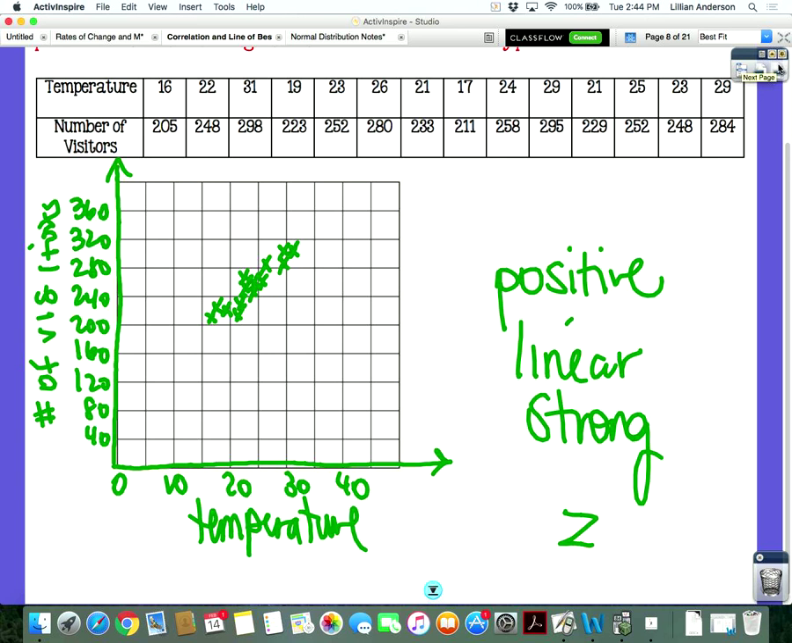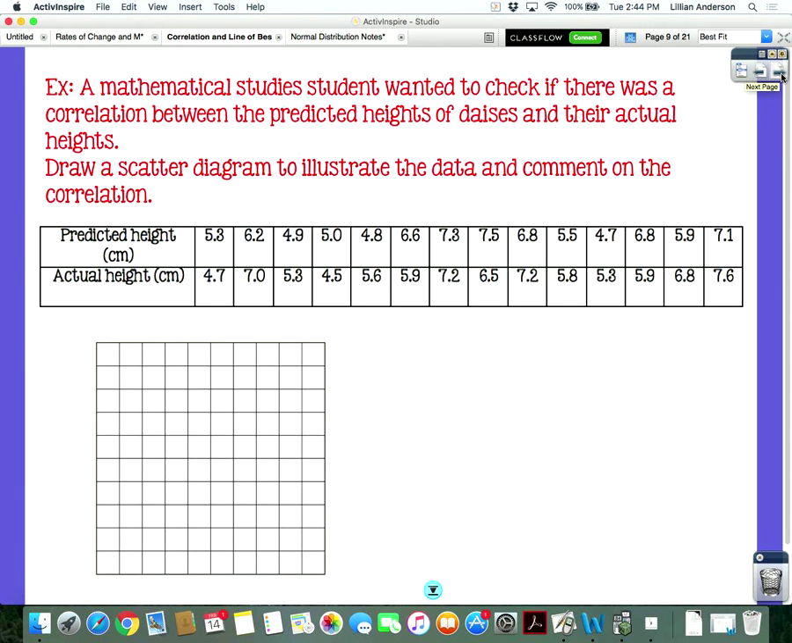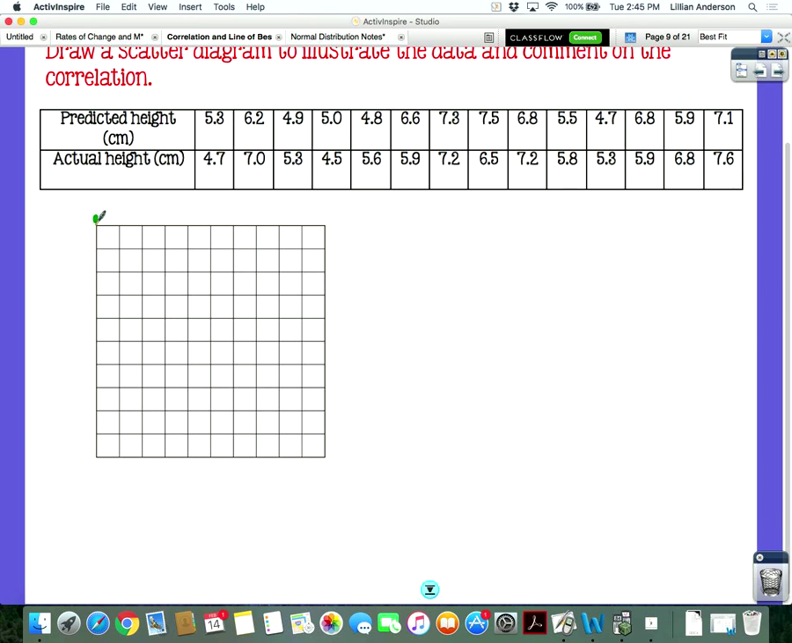We got another one. Same thing. A mathematical studies student wants to check the correlation between the predicted height of daisies and their actual heights. We're going to draw the scatter diagram to illustrate the data and comment on the correlation. What do you think we're going to make the horizontal axis? Predicted, and then the vertical, actual.